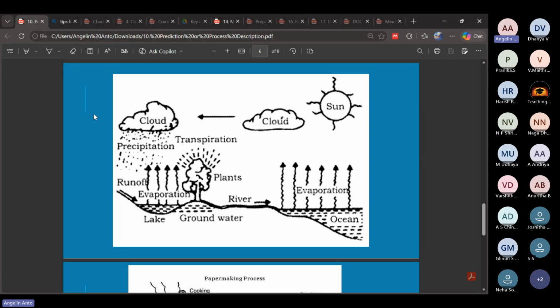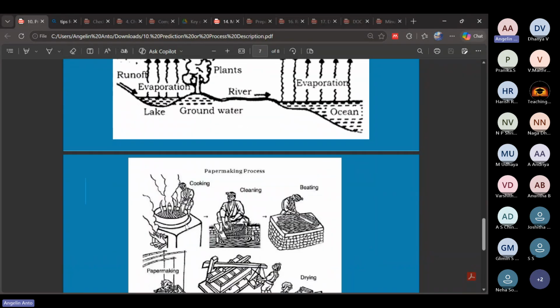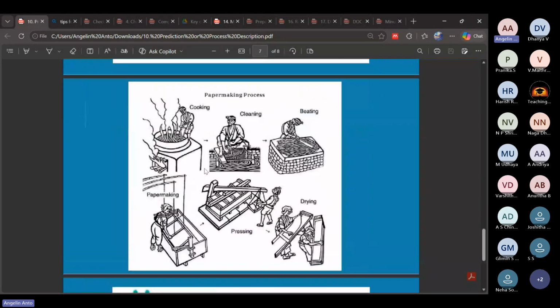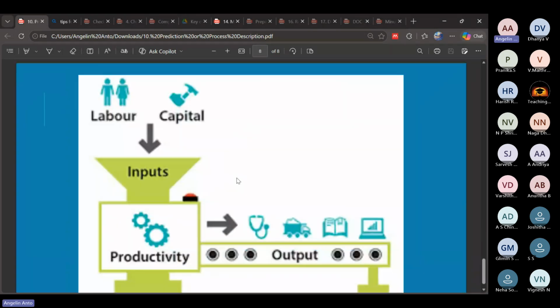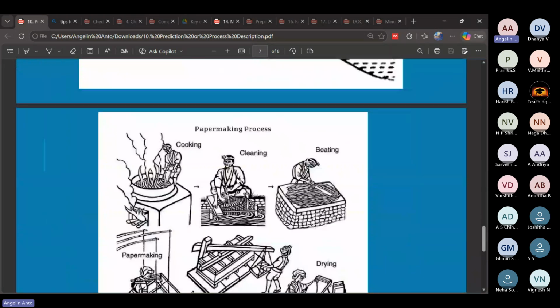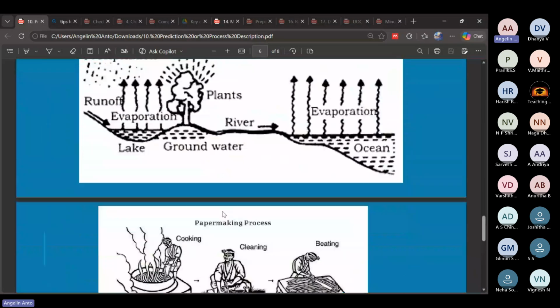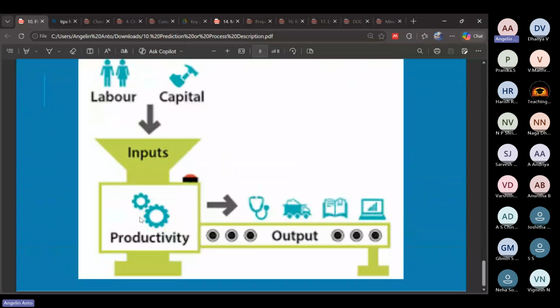Since this is cyclic, you can start anywhere. I would say start at the lake, so you can talk about as much as you can in this process, or you can talk about whatever picture or process is given to you. I would talk as much as I can about this first step, and then I would move on to cleaning, beating, paper making, etc. Sometimes you will be given cases where a particular step splits into two. There is no example here, but let's assume that there is another arrow mark here and then a set of processes.